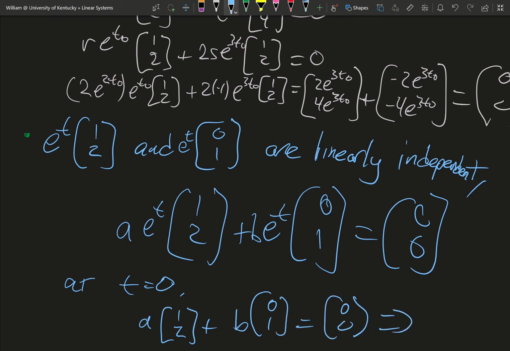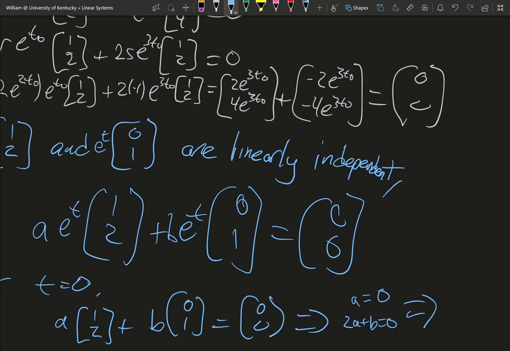If we convert that to its system, it says A plus 0 times B equals 0, and 2A plus B equals 0. And from this, A equals 0, and then using that for the second one, we see B also equals 0. So A equals 0, B equals 0. That's the only solution, which means they're linearly independent.